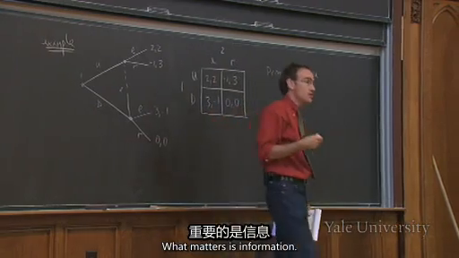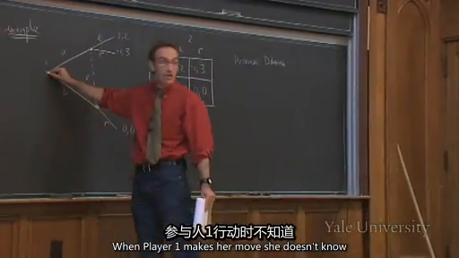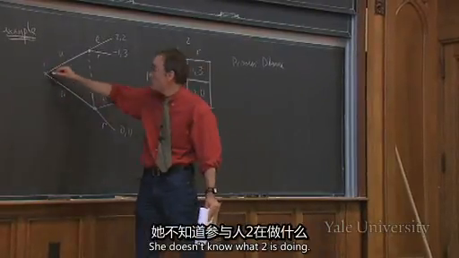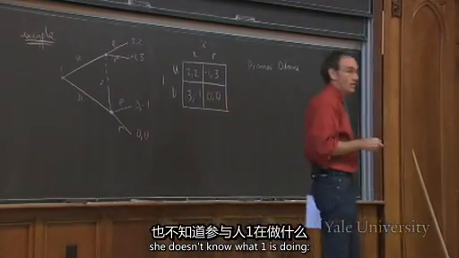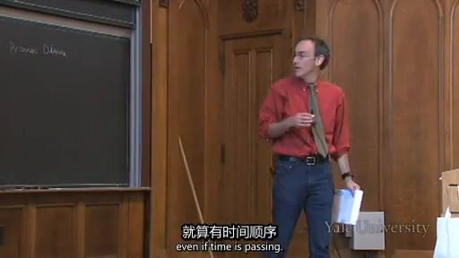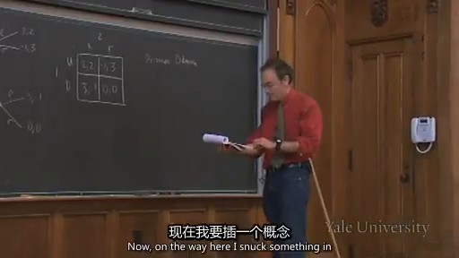What matters is information. When player 1 makes her move, she doesn't know what player 2 is going to do. And when player 2 makes her move, she doesn't know what 1 is doing. Right? And that's a simultaneous move game, even if time is passing. The key is information, not time.